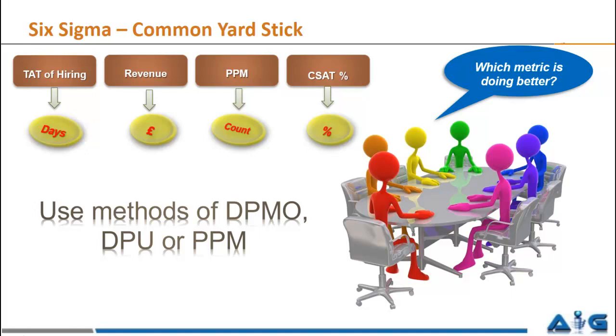Let's say the TAT of hiring is currently operating at 20,000 defects per million opportunities, while my customer satisfaction is working at 15,000 defects per million opportunities, easily comparable. So the measures of Six Sigma started to give you certain common yardsticks of measurement of business processes.